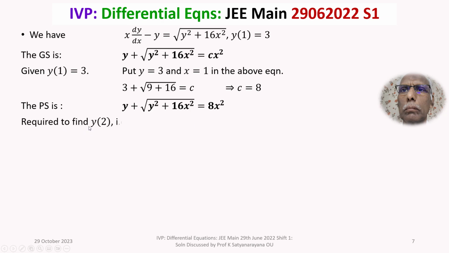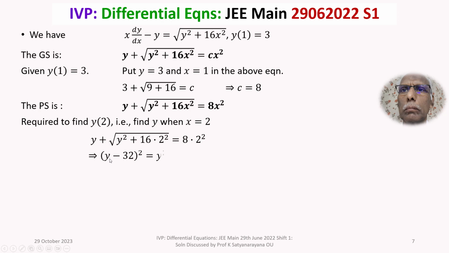Now we are required to find y when x is equal to 2. So in the above equation, substitute x is equal to 2 and solve for y, and that will be precisely the value of y when x is equal to 2. So y plus the square root of y square plus 16 into 2 square is equal to 8 into 2 square. So this is 8 into 4, 32. This is y minus 32 is equal to minus the square root of y square plus 64. Squaring on both sides, we get y minus 32 whole square is equal to y square plus 64.